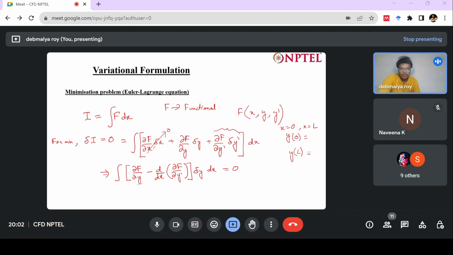Now if this is 0 in the entire domain, and we have selected it arbitrarily, we would expect, for this kind of minimization problem over an arbitrary domain, this particular equation to be true. Okay. So this is what is known as the Euler Lagrange equation.